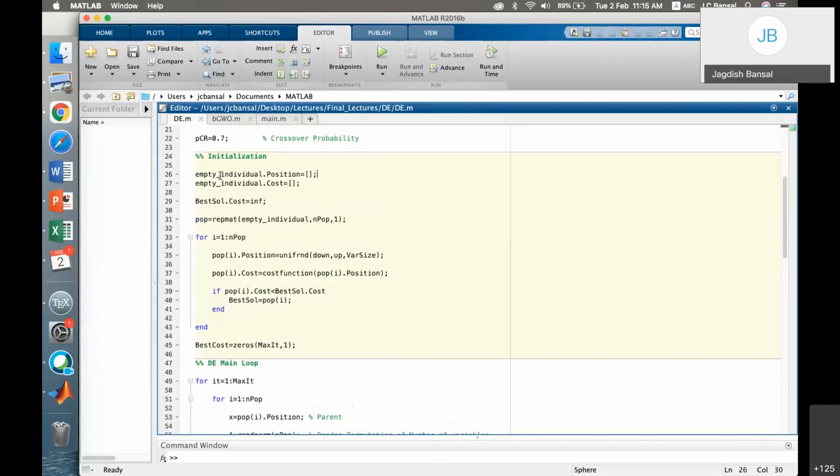You have two structures for position and the function value, the cost, right? Initialize the cost with infinity because it's a minimization problem. If it's a maximization, you can start with minus infinity.